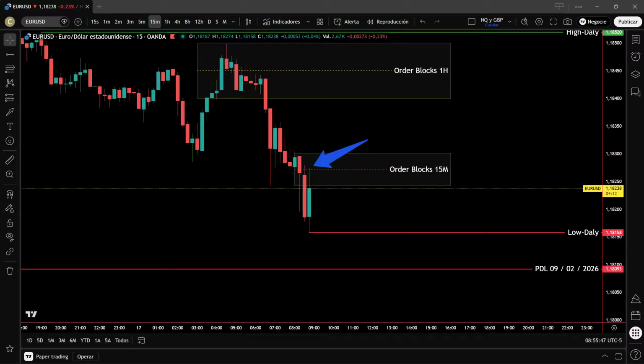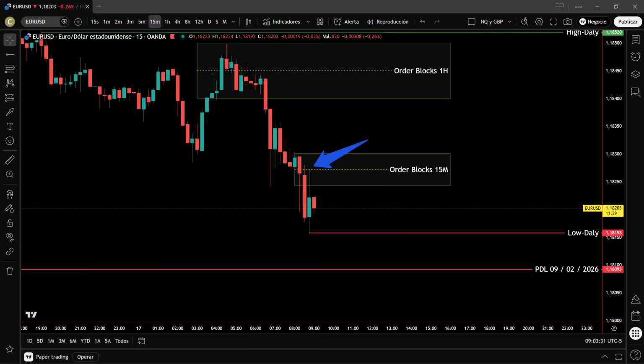These types of reactions validate that institutions are taking advantage of every small bounce to continue injecting sell positions, keeping the clear objective of breaking the current low daily at 1.1815 and finally heading towards the major external liquidity from February 9th. Continuing our 15-minute reading, the reaction we previously highlighted with the blue arrow has taken effect. As you can see, the rejection at the 15M order block was not an isolated event, it was the start of a new downward impulse.